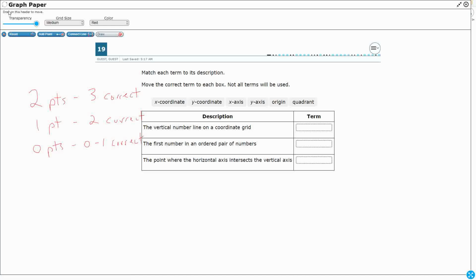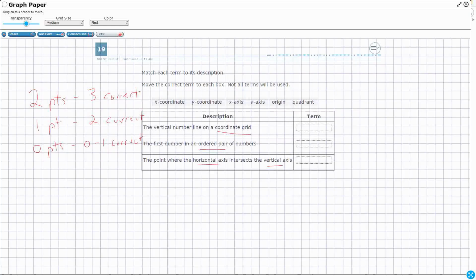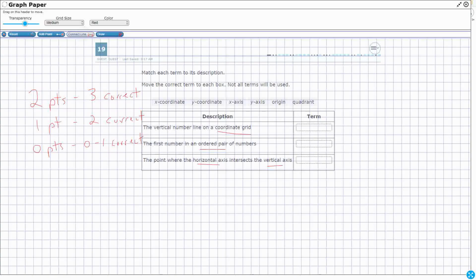So what do we know about this? Move the correct term into each box. So we're looking at a coordinate grid, ordered pair, horizontal axis, and vertical axis. So let's draw a coordinate grid. All right, so this is what it looks like in 5th grade. We're just looking at numbers that are positive. When we move on to 6th grade, we introduce all 4 quadrants.